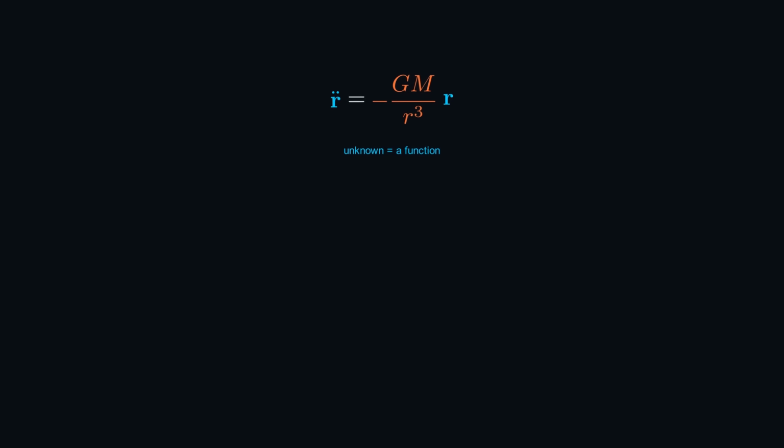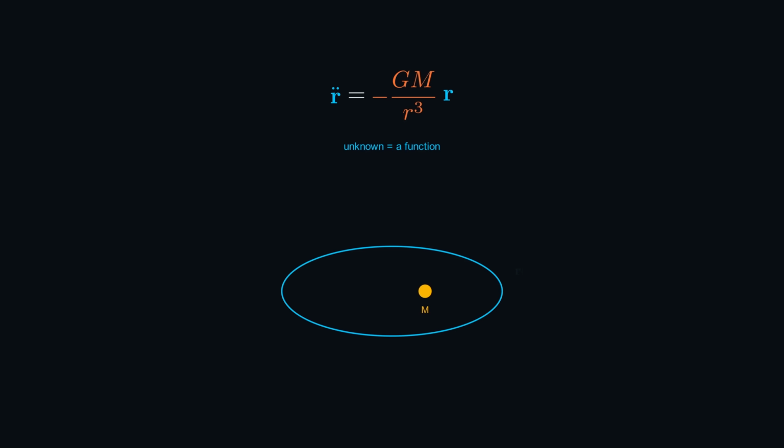The unknown is a function, the full trajectory of a planet across all of time, not just where it is right now, but its exact position at any moment you choose to look. And functions don't behave like numbers. You can't isolate them the same way.